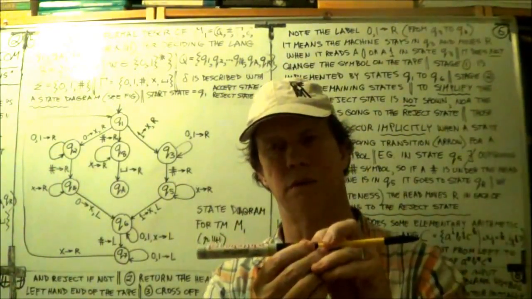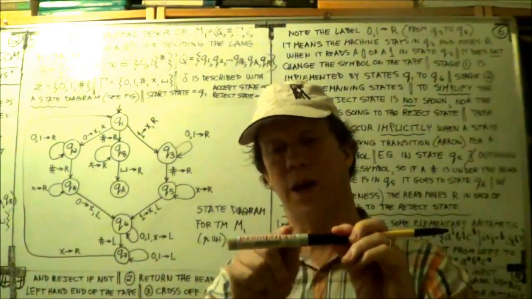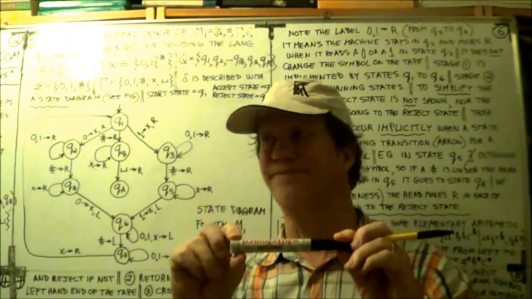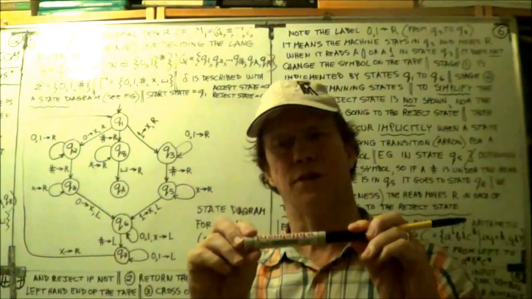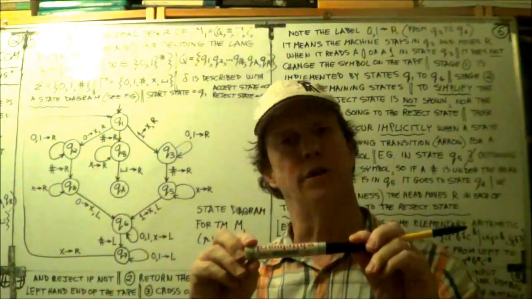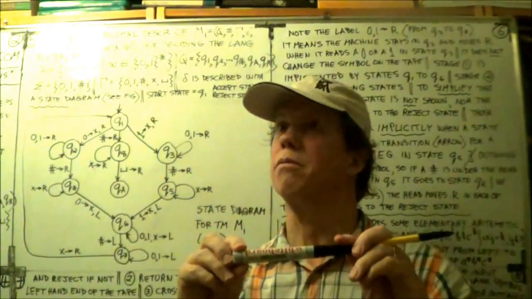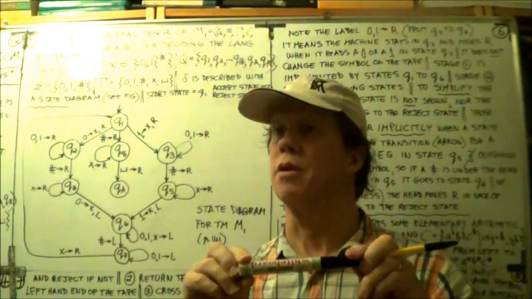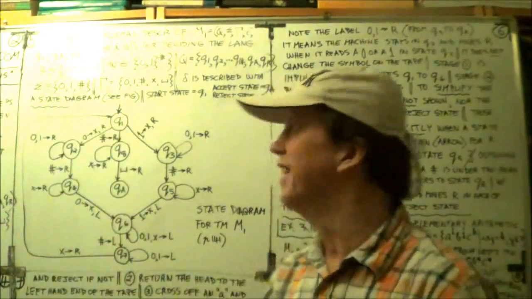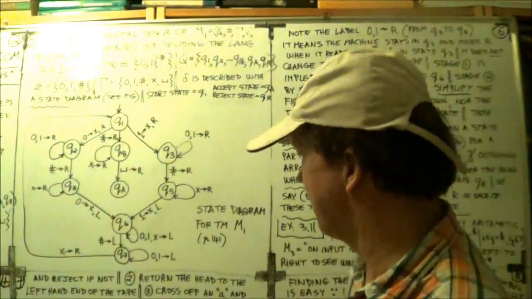Then you go back. The first symbol, you overwrite it with an X. Is that right? Or a 0? You see, details. What happens? Let's see.